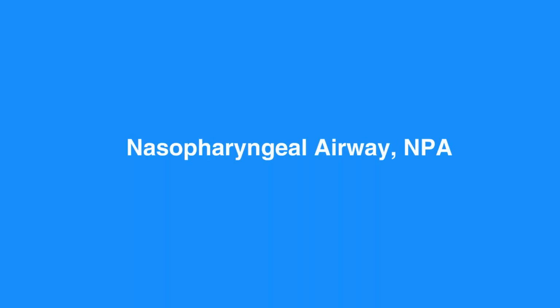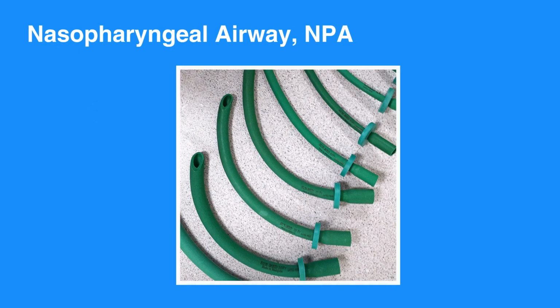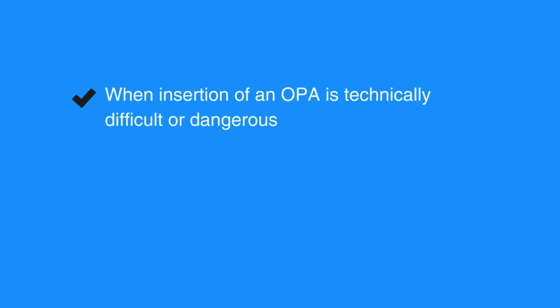The nasopharyngeal airway, or NPA, is a soft rubber or plastic uncuffed tube that provides a conduit for airflow between the nares and the pharynx. The NPA is used as an alternative to an OPA in individuals who need a basic airway adjunct. Unlike the oral airway, NPAs may be used in conscious or semi-conscious individuals with intact cough and gag reflex. Use NPA when insertion of an OPA is technically difficult or dangerous.